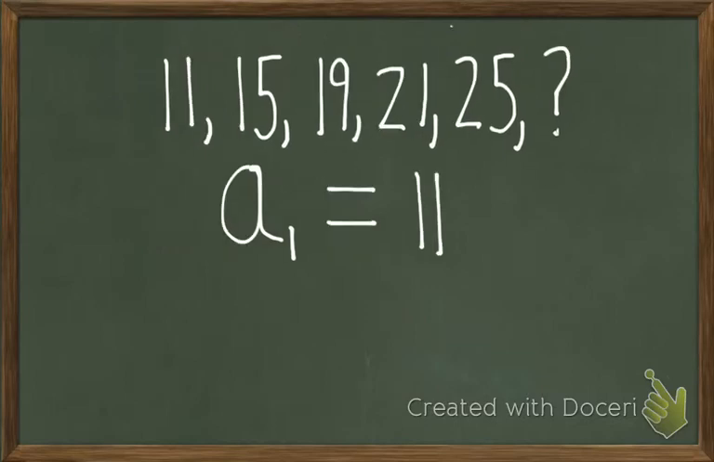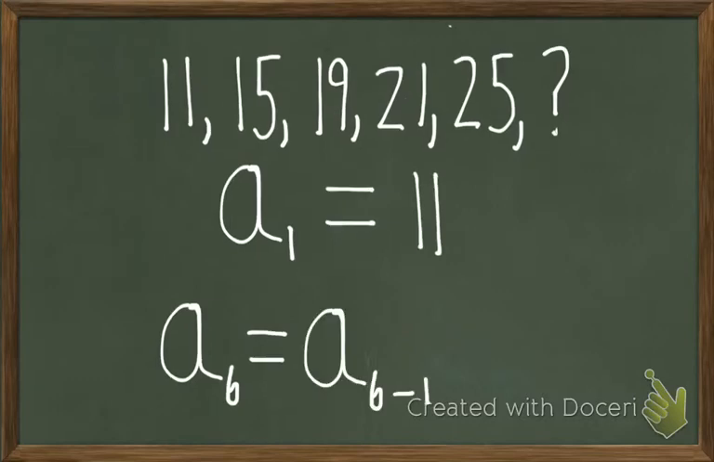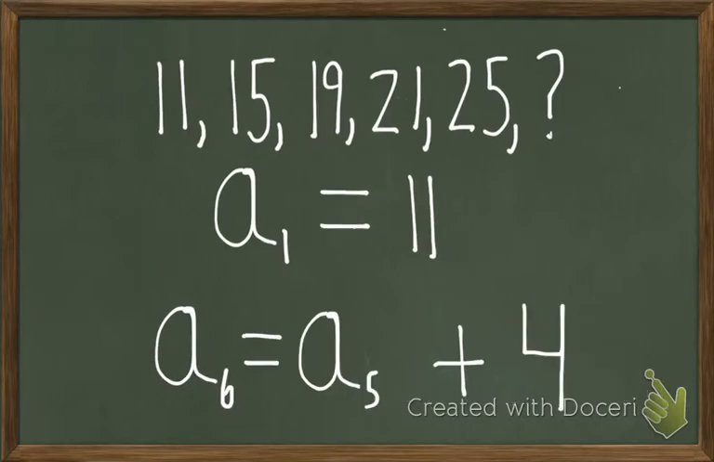Next, let's plug it into our equation. So we get a6, because we're looking for the sixth term, equals a6 minus 1, so we need the fifth term in the sequence, plus 15 minus 11, because 15 is the second term and 11 is the first term. Let's simplify this a little more.